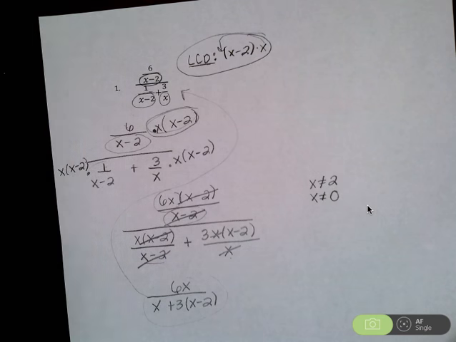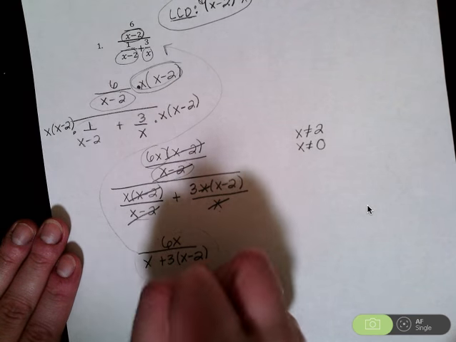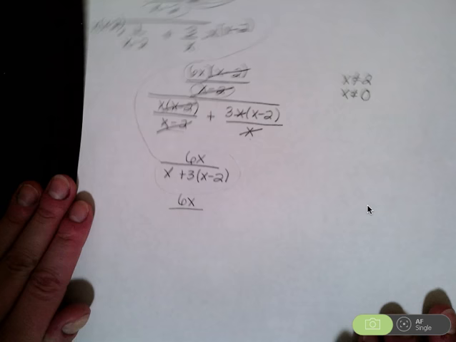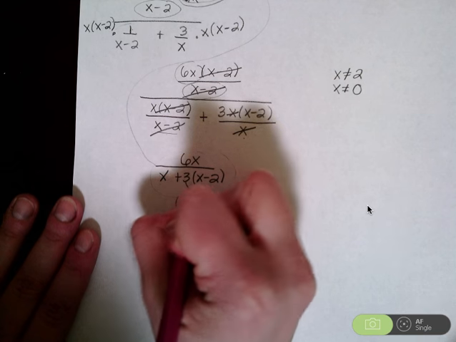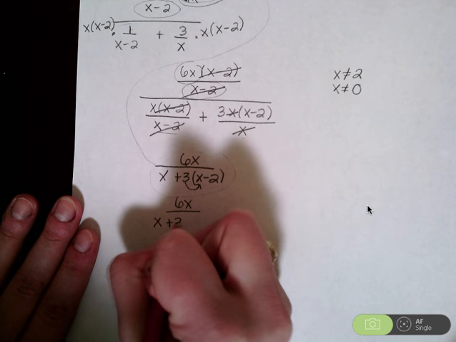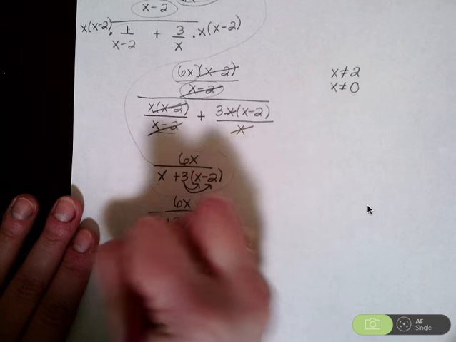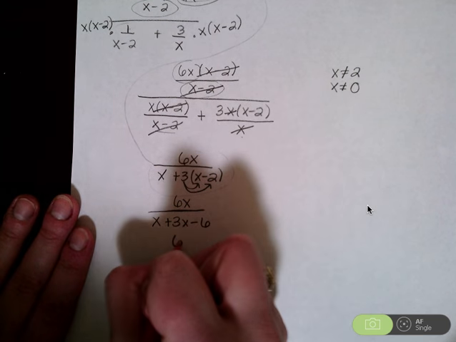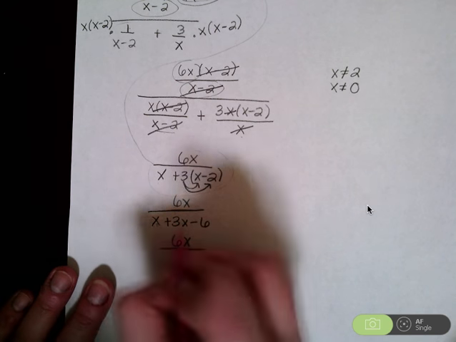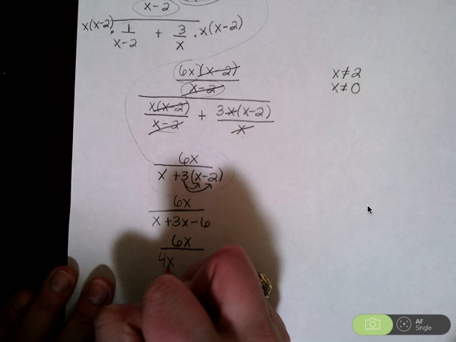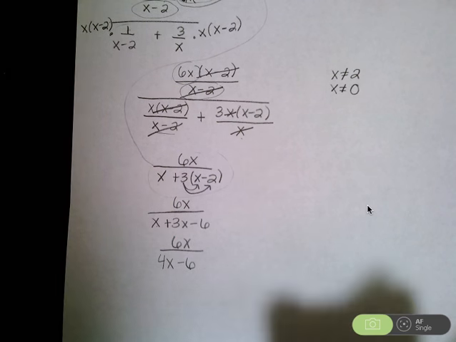It makes things nicer. So now let's simplify. We can't really do anything with 6 times x, so let's just leave it as 6x here. This x can just stay x, but we can distribute this 3 here. So 3 times x is 3x. 3 times a negative 2 is a minus 6. Okay, let's keep going. Numerator stays as a 6x. X plus 3x is a 4x. Minus 6 doesn't have a friend, so it just stays a minus 6.